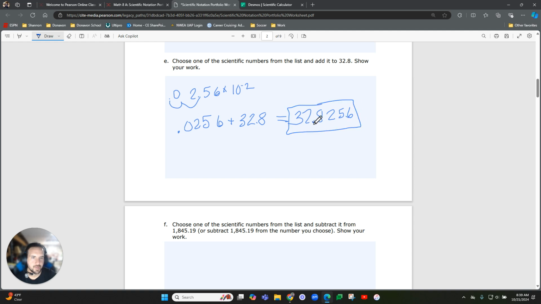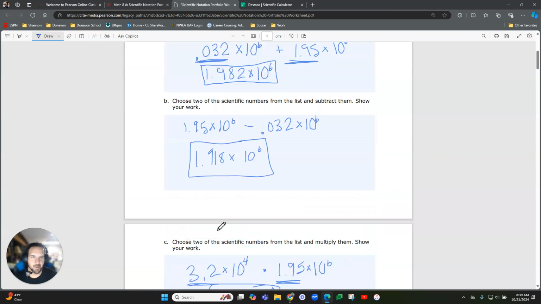And that would be it for that one. So there's a decimal here, 32.8256. Okay. Choose one of the scientific numbers on the list and subtract it from, or subtract. Okay, so this one we can subtract this number from a number, or we can do the opposite. We can subtract one of those numbers from that number.